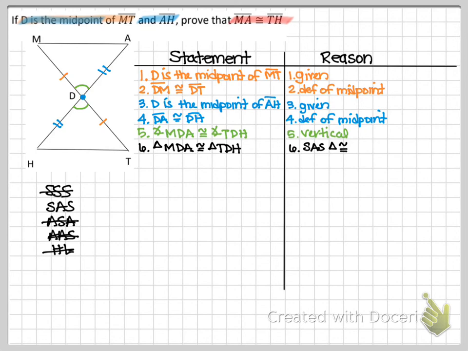I have to be able to prove MA and TH. Look at the picture. Should MA and TH be congruent now that the triangles are proved congruent? Yes, I do believe so. So number 7, we've got MA is congruent to TH. Now, I proved the triangles were congruent, which means I can say congruent triangles give congruent parts, or you could say CPCTC. It's up to you.